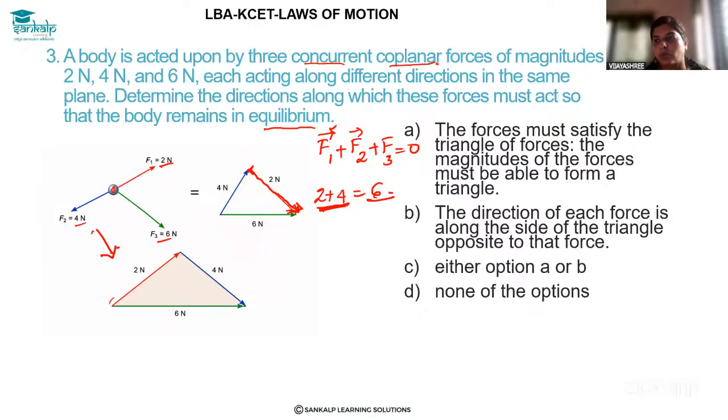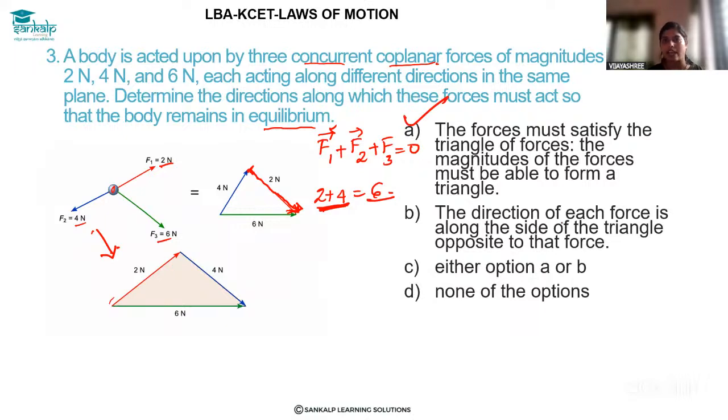Option A says the forces must satisfy the triangle of forces. Okay, so this is correct. The magnitudes of forces must be able to form a triangle. This is correct. Right option.